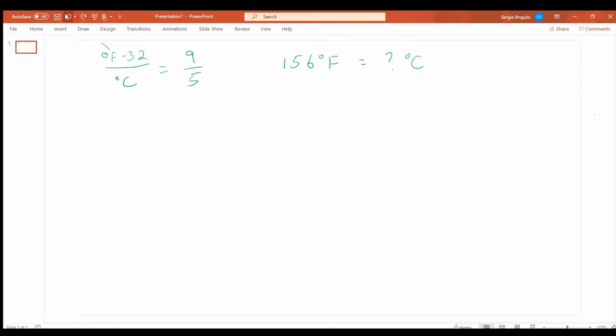So I'm going to go ahead and do that. I think the easiest thing to do is to just flip the equation so that my unknown, the degrees Celsius, is on top, not in the denominator. It makes it easier to solve the problem. So degrees Celsius over F minus 32.